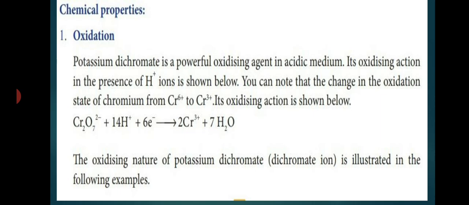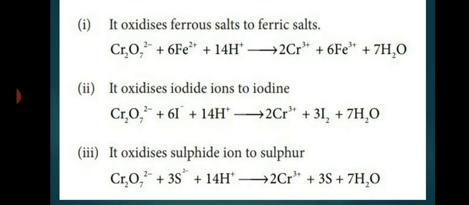When the reaction takes place, the oxidation state changes from chromium 6 plus to chromium 3 plus. That is Cr2O7 2 minus plus 14H plus plus 6 electrons. So there are 6 electrons involved in this oxidizing reaction. You get 2Cr3 plus 7H2O. For example, it oxidizes ferrous salts to ferric salts, that is Cr2O7 2 minus plus 6Fe2 plus plus 14H plus gives 2Cr3 plus plus 6Fe3 plus plus 7H2O.